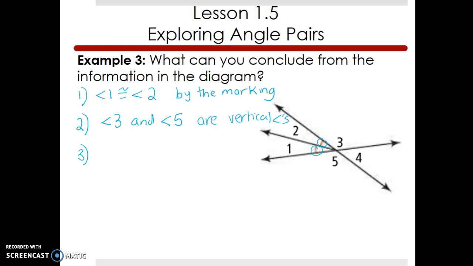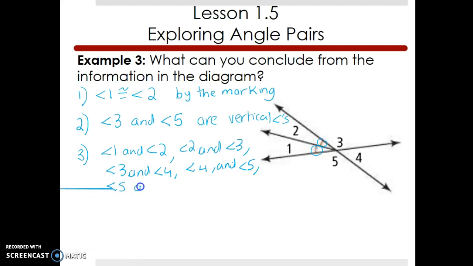The third one, let's see. Well, we know we can assume that angles are adjacent. We don't need markings for that. So let's see. Angle 1 and angle 2, angle 2 and angle 3, angle 3 and angle 4, angle 4 and angle 5, and angle 5 and angle 1 are all adjacent angles.